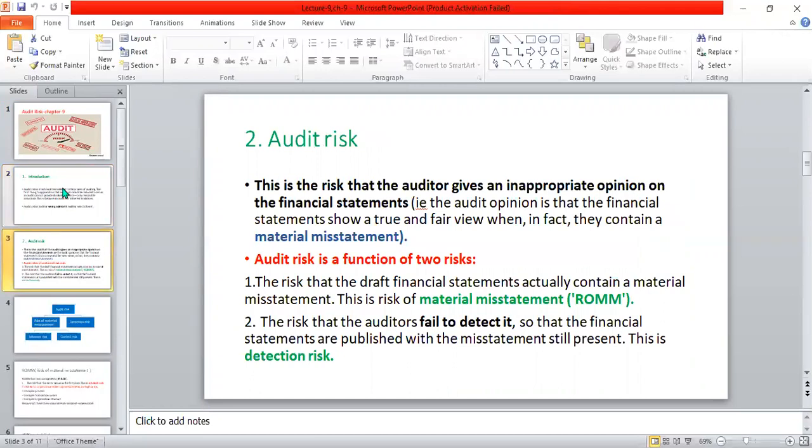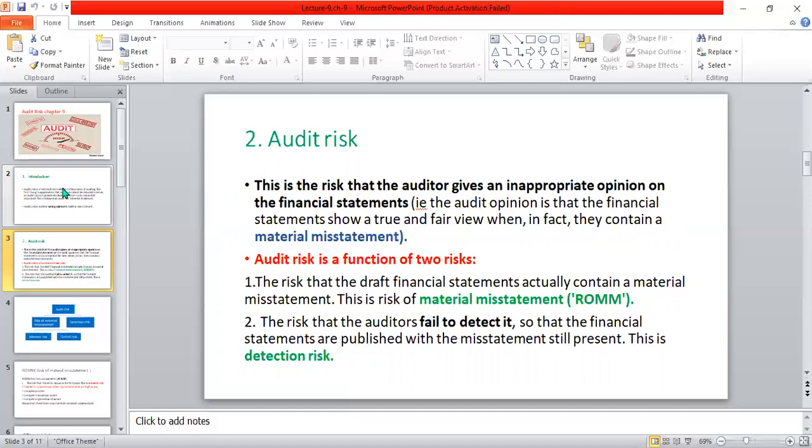Audit risk, we have to discuss in detail. This is the risk that the auditor gives an inappropriate opinion on the financial statements. This is about the auditor giving the opinion, and it will be inappropriate about the financial statements. Like we say, the audit opinion is that the financial statements show a true and fair view when in fact they contain a material misstatement. The auditor gives a true and fair view about the financial statements of an entity, but in fact the material is misstated in the financial statements.